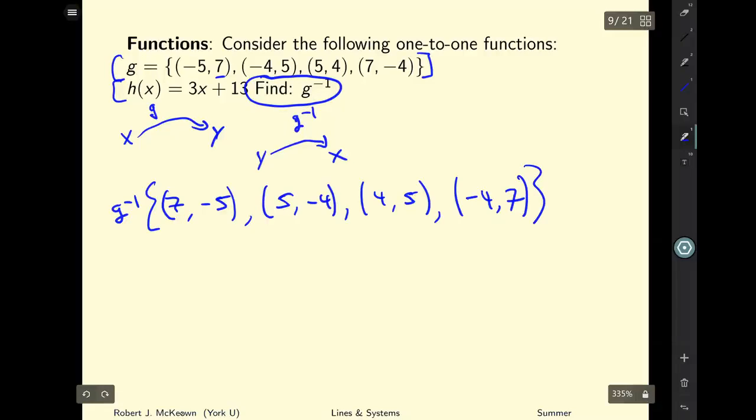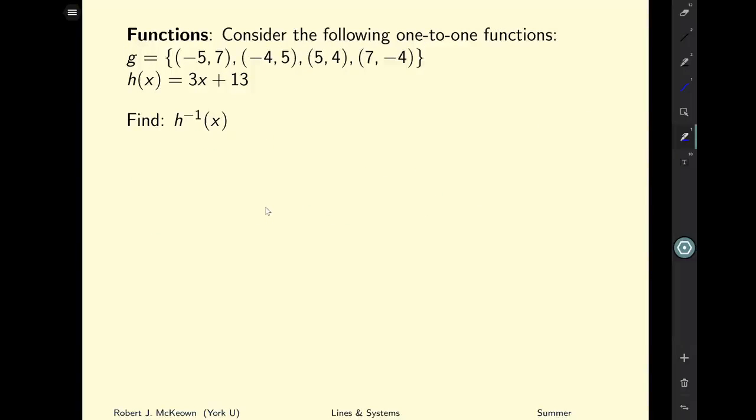And the squiggly bracket represents a set, the beginning and the ending of the set. And it's a set of ordered pairs. And we're done. So finding the inverse function when you're given a set of ordered pairs is very straightforward. You just switch the positions of the domain and the range.